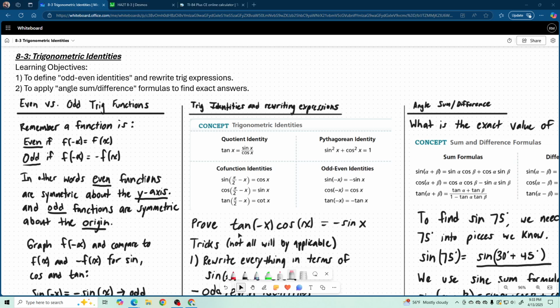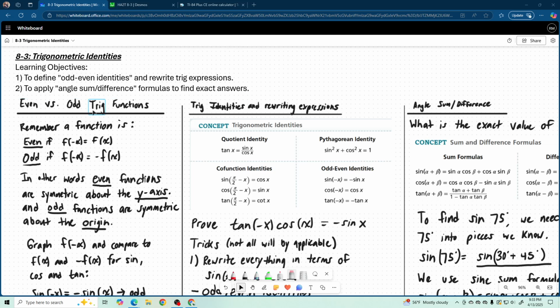Hello everybody, welcome to 8.3 Trigonometric Identities. Today we're going to learn to define odd and even identities and then rewrite trig expressions, and then we're going to apply angle sum and difference formulas to find exact answers.